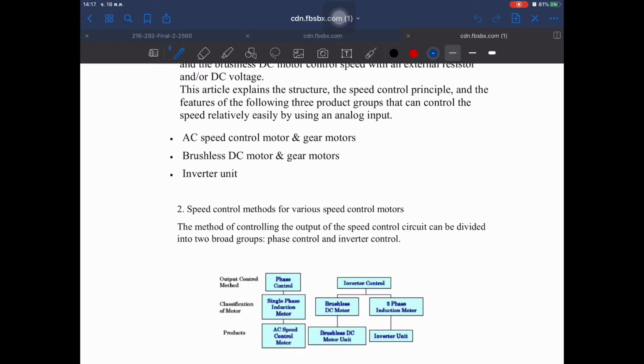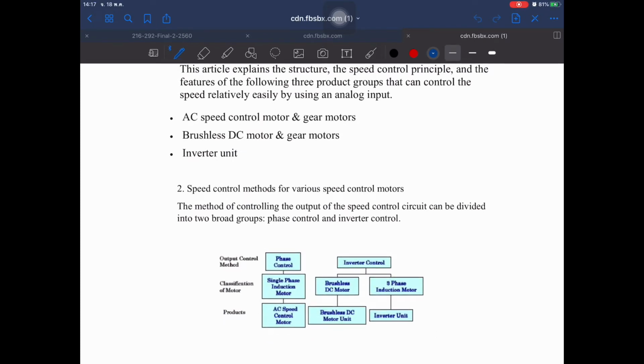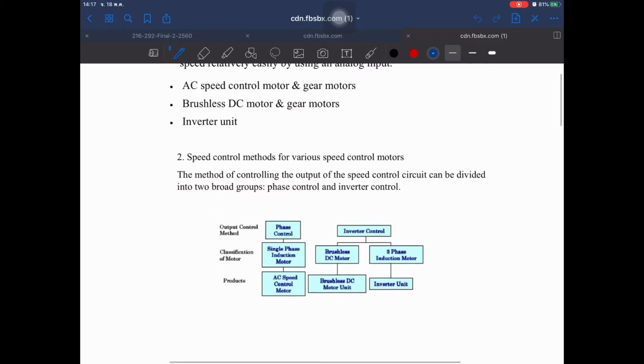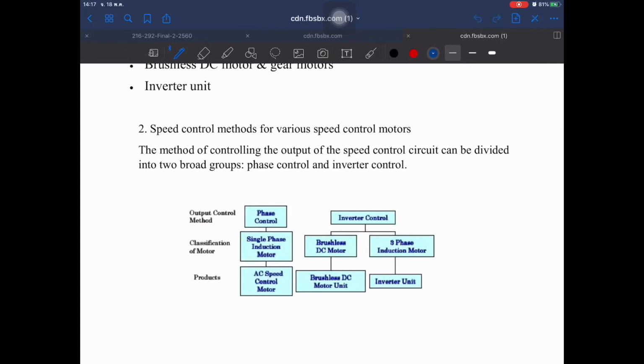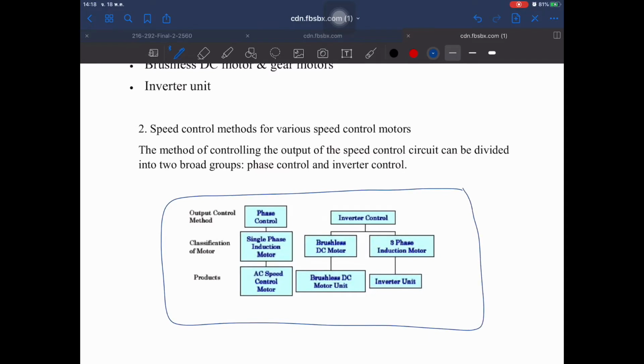For number 2, speed controller method for various speed controller motors. The method of controlling the output of the speed controller circuit can be divided into both groups, phase controller and inverter controller. And this one is the block diagram to show the single phase or three phase.